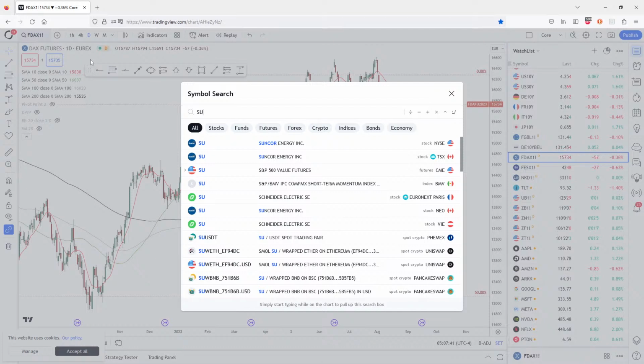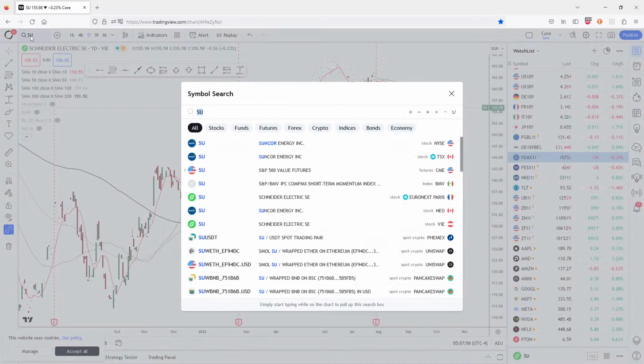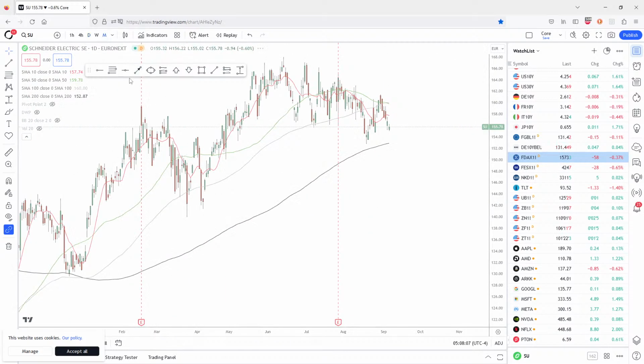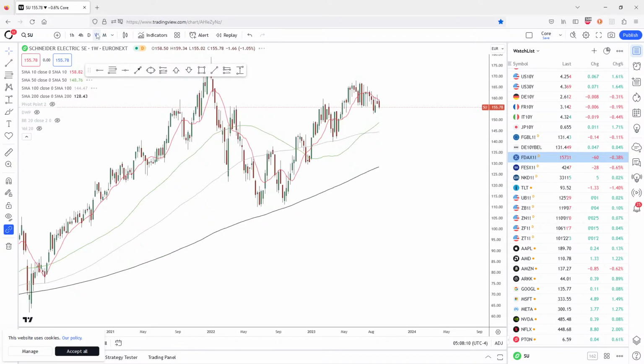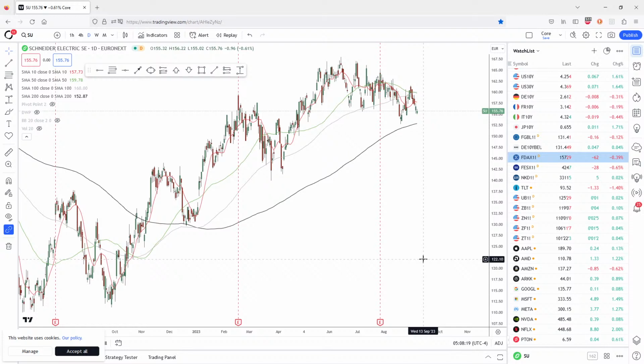SU, do they have it on this, let's see, why is this showing it not Suncor? Oh, here it is. Yeah, so here, look at the monthly, okay? Look at the weekly. It's been rotating off just the same way as DAX and Euro stocks have been. Does that make sense?